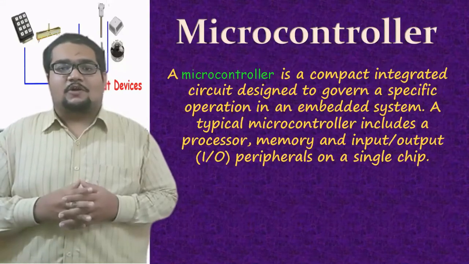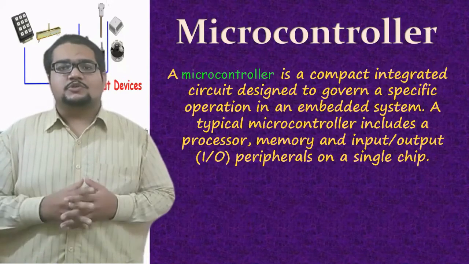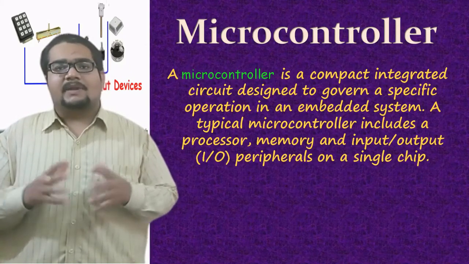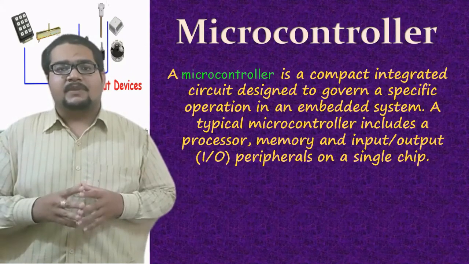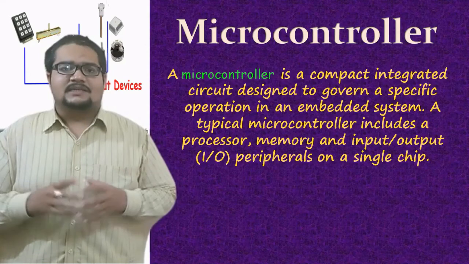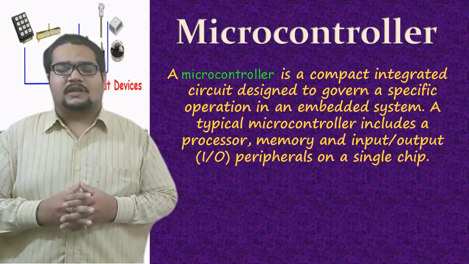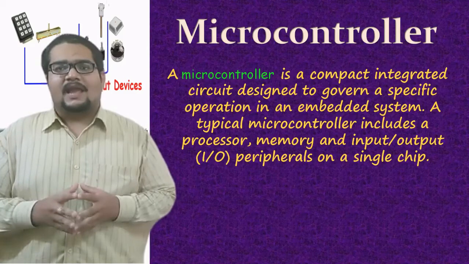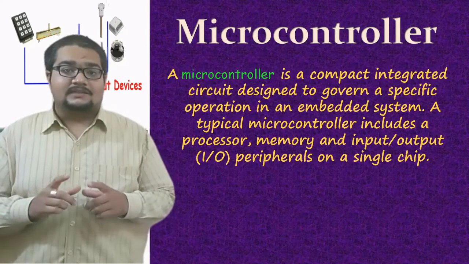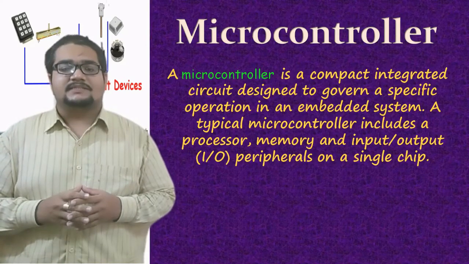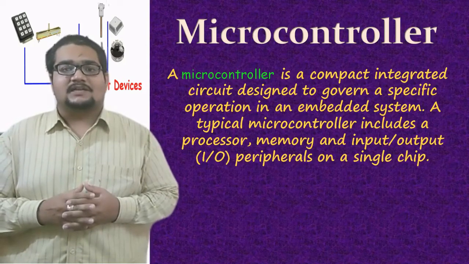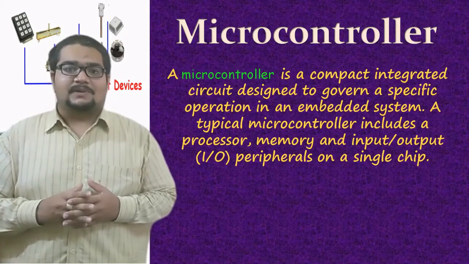So, overview of 8051. We will start by discussing the definition of a microcontroller. A microcontroller is a compact IC used for governing a specific operation in an embedded system. And what is an embedded system? An embedded system is one in which we have hardware and designed software working together to accomplish a given task. Generally, a typical microcontroller includes a processor, a memory, and I/O devices inside a single IC, unlike the microprocessor, where the memory and input-output peripherals have to be interfaced externally to the processor to make it work as a complete system.